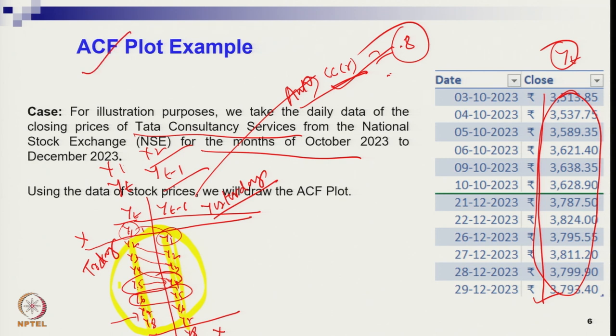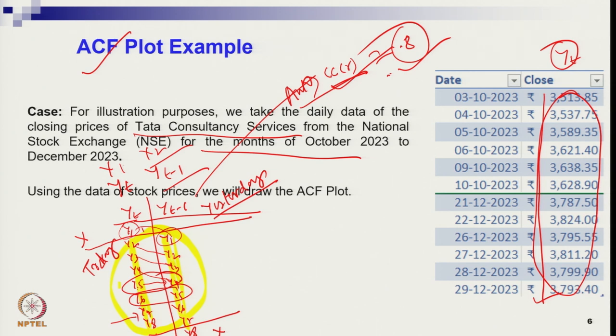Now we have to plot it, right? So what do you do? You take the data and copy it in the next column, but one row below, then delete the first row and the last row. I'll show you in Excel. Then you have a pair of same data sets. You ask Excel to calculate the correlation coefficient, the simple correlation coefficient formula that I have shown in the previous PPT. So this is nothing but a correlation coefficient, but actually an autocorrelation coefficient, right?